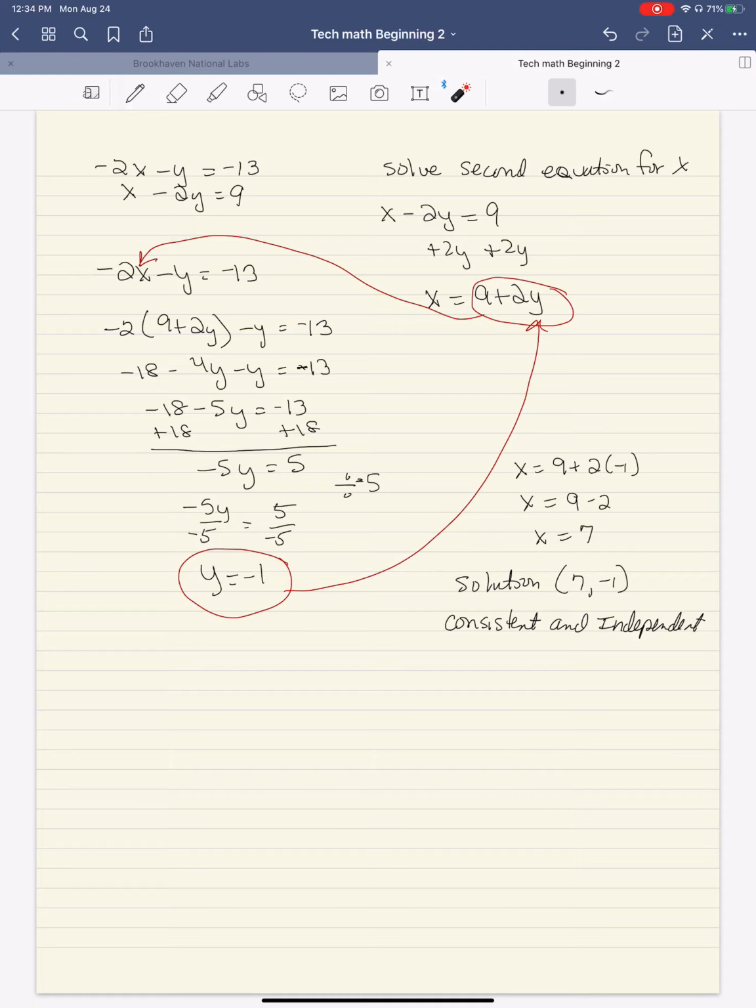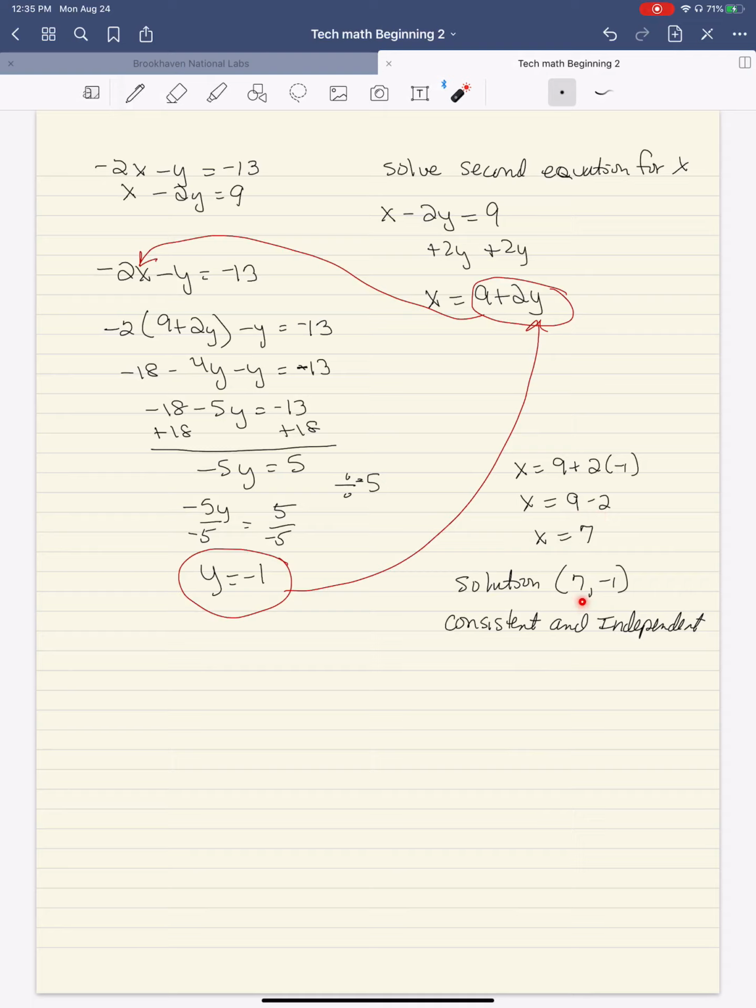Add 18 to both sides. Minus 5y equals 5. Negative 13 plus 18 is 5. Divide by minus 5. So I get y equals a minus 1. Again, I got a solution. So I go back to here and I put a minus 1 right where I have my y. So x equals 9 plus 2 times a minus 1, or 9 minus 2, so x is a 7.